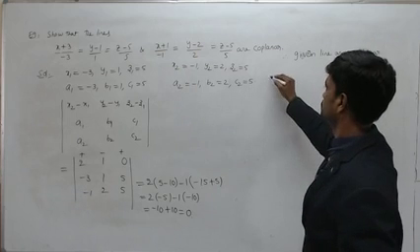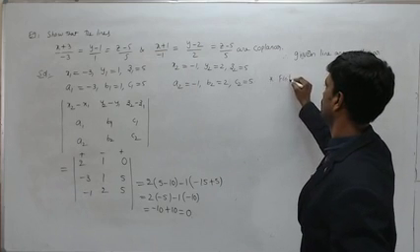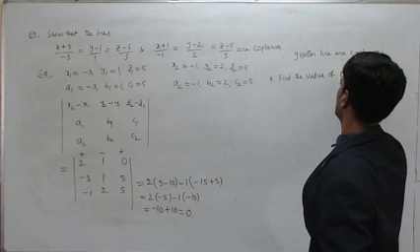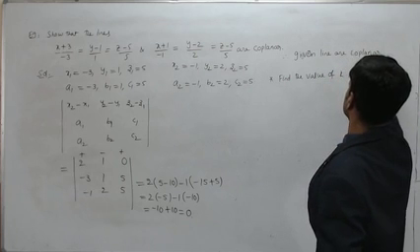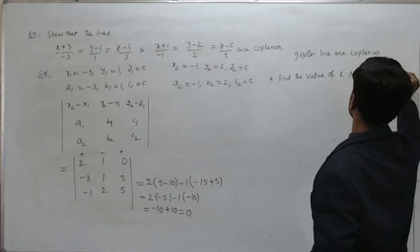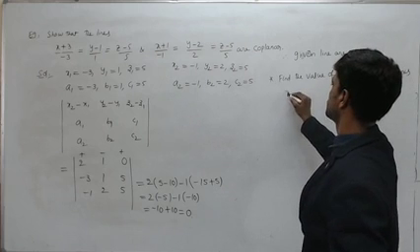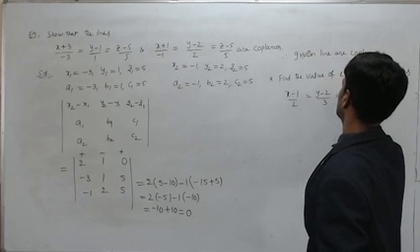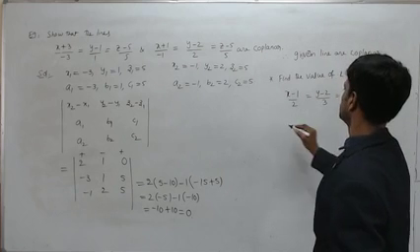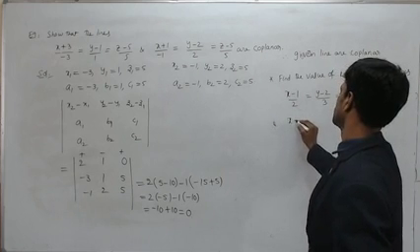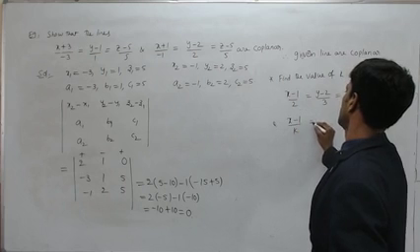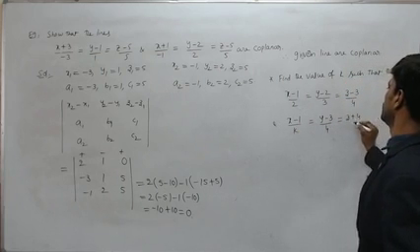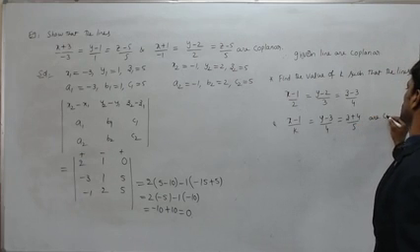So you try this problem. Find the value of k such that the lines (x minus 1)/2, (y minus 2)/3, (z minus 3)/4 and (x minus 1)/k, (y minus 3)/4, (z plus 4)/5 are coplanar.